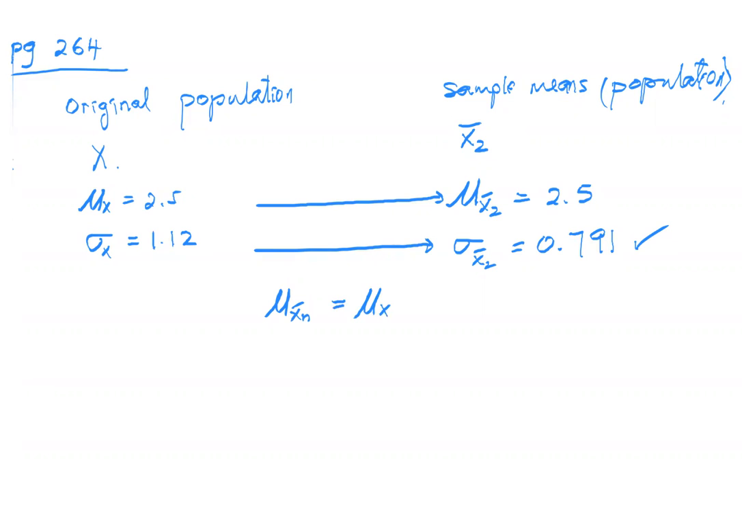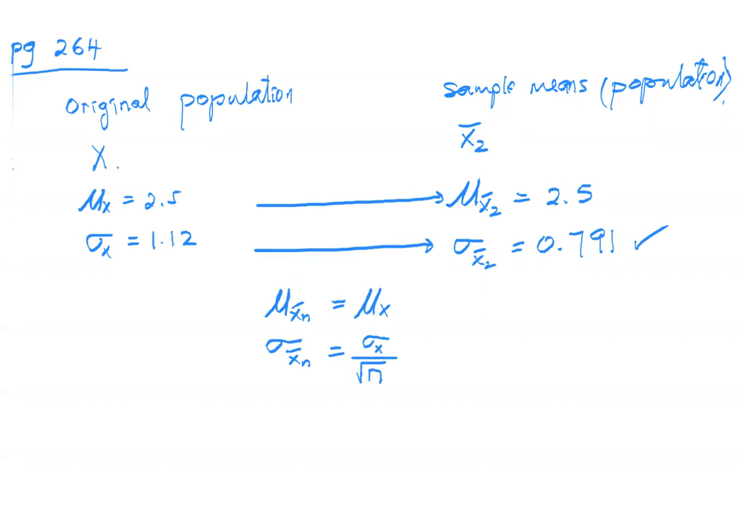So I have two different distributions. One is the distribution of the sample mean. One is the original population. Then the standard deviation of the sample mean distribution will be equal to the standard deviation of the population divided by the square root of n.